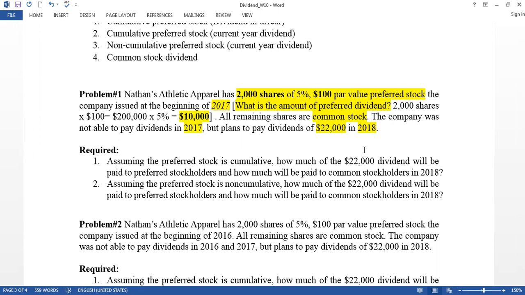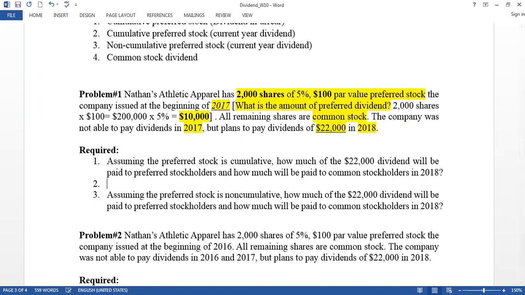Okay. Company came another year, 2018. They said that now we have money. Now we are going to give you dividend. And they declared dividend $22,000. This is the total amount of dividend. You cannot consider more than this money. Whatever calculation you do, you have to keep in mind that total dividend is $22,000. As an accountant, you cannot pay more than $22,000.